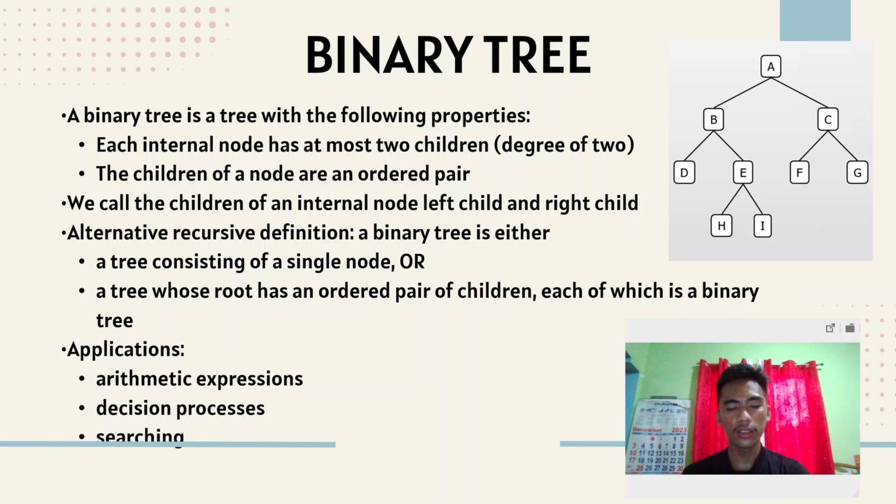The next is decision processes. Binary trees can be used to model decision processes. Each internal node represents a decision point, and the left and right children represent the possible outcomes or choices at the decision point. This structure is useful for decision-making algorithms and scenarios.